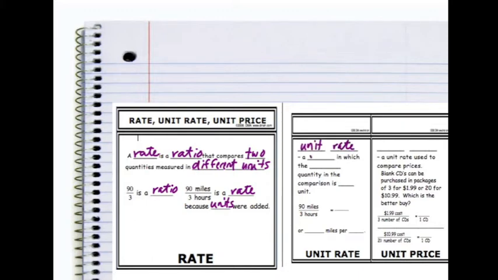is a rate in which the unit quantity in the comparison is 1 unit. Right? So 90 miles for every 3 hours. I want to know how many miles for every 1 hour, which would be 30. Or 30 miles per hour, right?